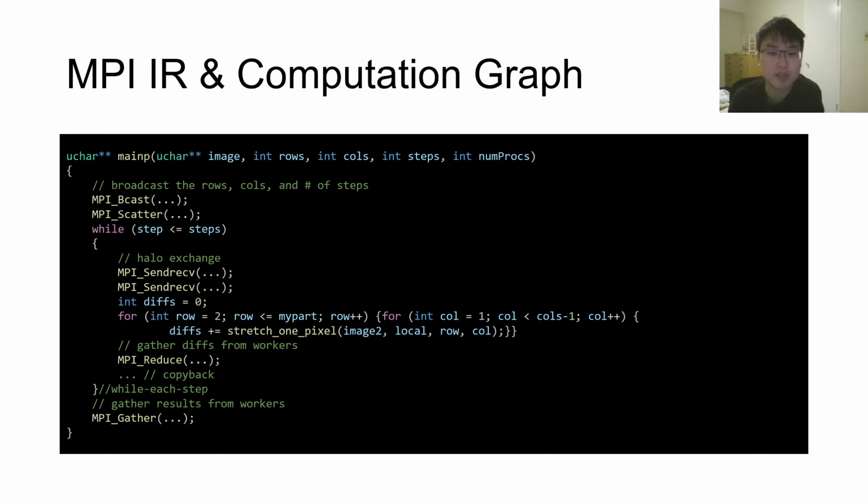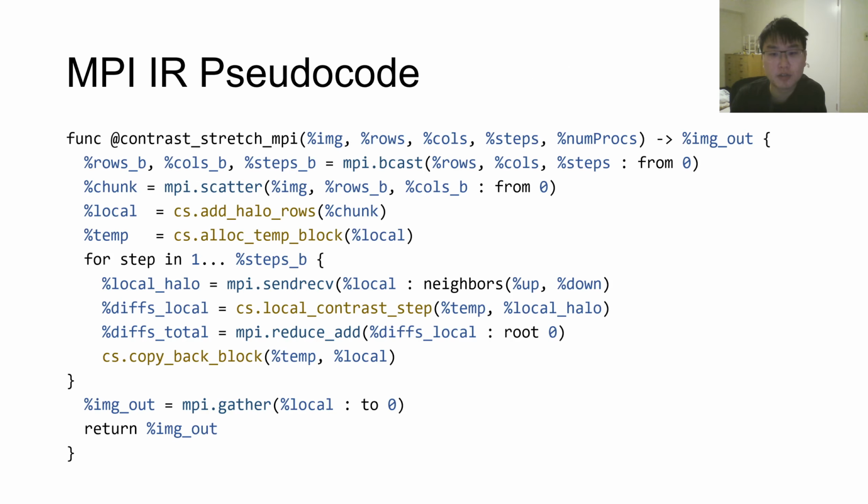To simplify this in my MLIR style IR, I introduce a set of higher level MPI operations. The MPI broadcast distributes the metadata, MPI scatter splits the image into local chunks, and cs.add_halo_rows turns the chunk into a local block with halos, or the ghost lines.